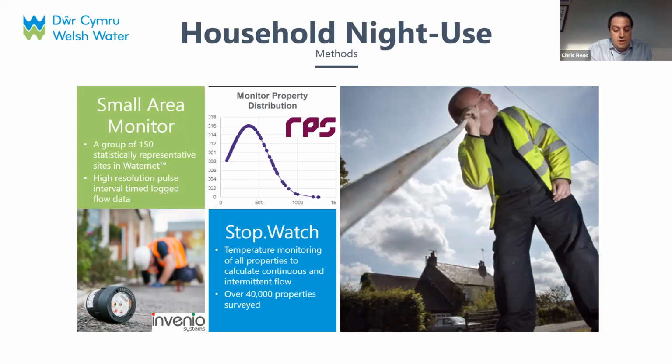The second method, which I'll go into in a bit more detail, is where we log each property with a temperature sensor, meaning we can monitor both metered and unmetered properties and cover 100% of the DMA, as opposed to the 50% which is currently metered.